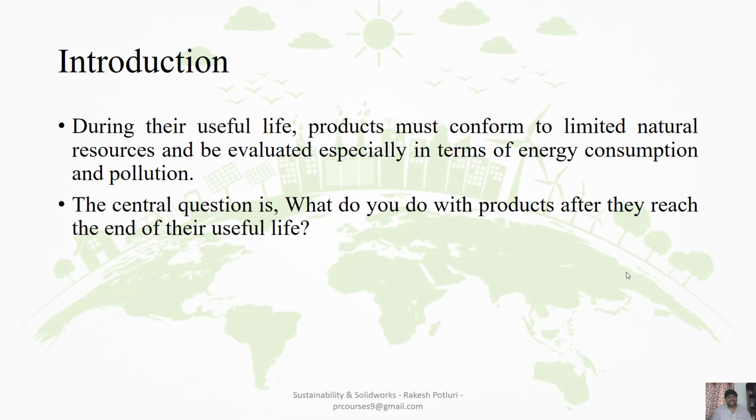Then they also have to reduce the pollution that is caused by these products. And again, during the production stage, the product should use as few natural resources as possible. And the basic central question is, what will you do with the products after they reach the end of their useful life, say death? So death of the product means once its useful life is over, we need to either discard the product, or disassemble the product and use it for remanufacturing, or we can also extract material by the process of recycling. We can handle the death of a product in a number of ways.